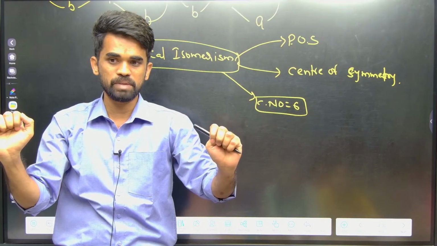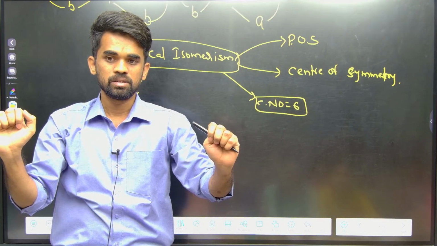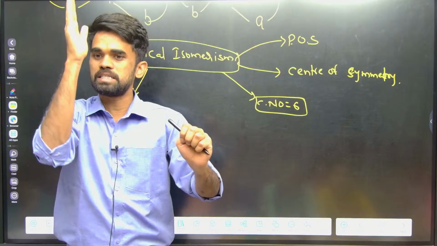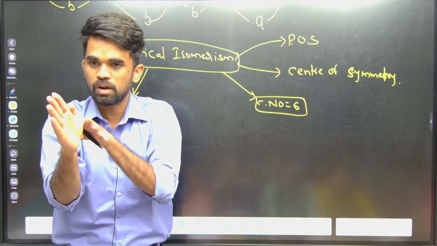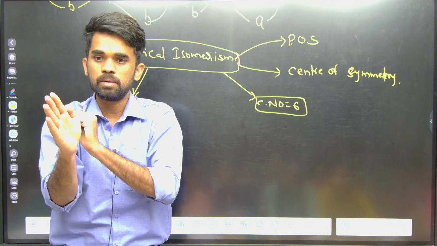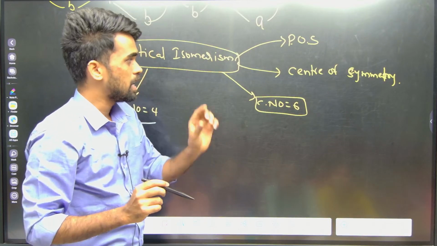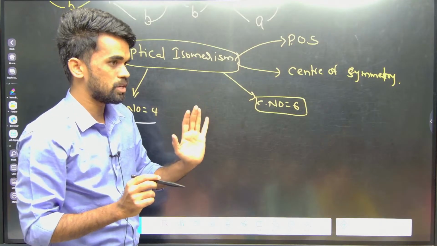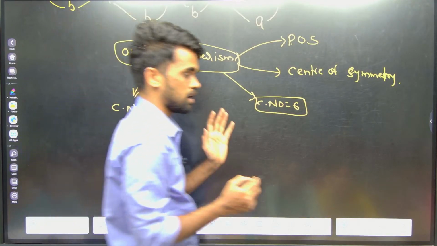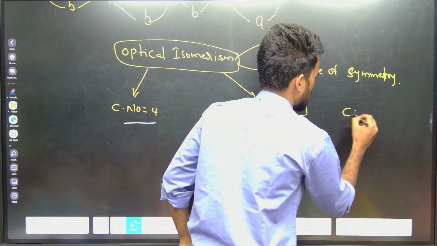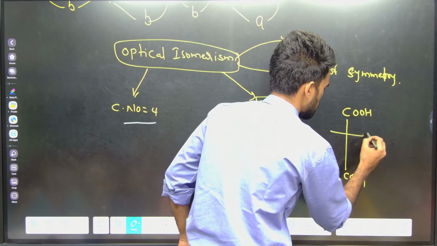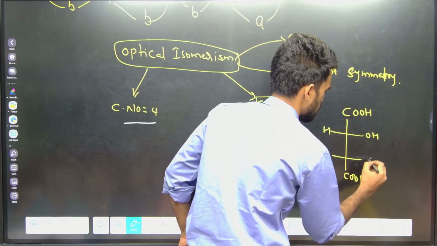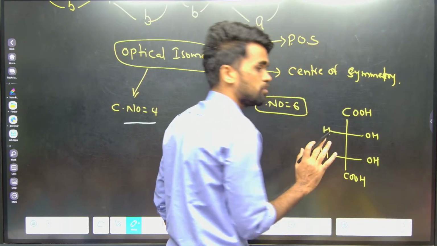So what is plane of symmetry once again? If you are able to pass a plane, and that plane divides the molecule into two equal halves, then we can say it is a plane of symmetry. For example, I will give you one organic molecule so that you will feel more clear. See, I am writing like this: COOH, COOH, OH, H, OH, H. This is called mesotartaric acid.